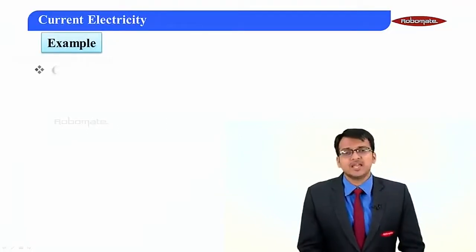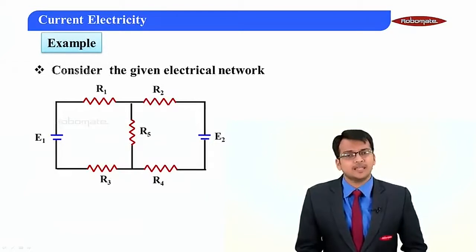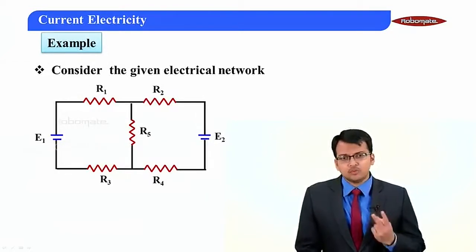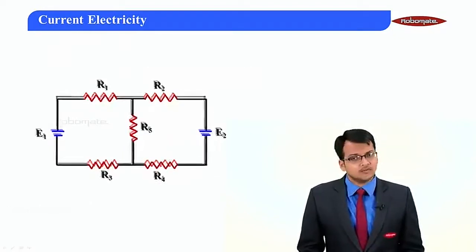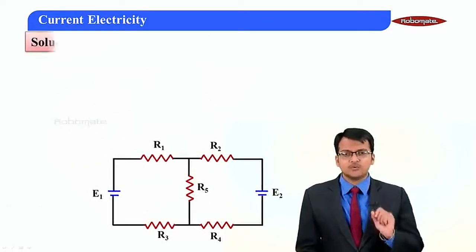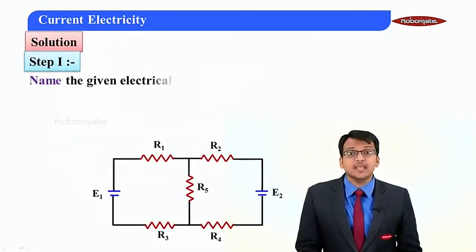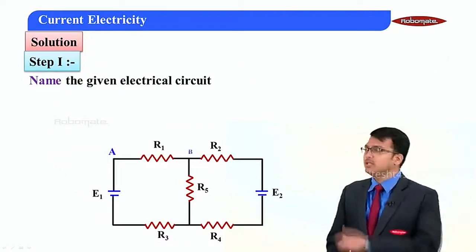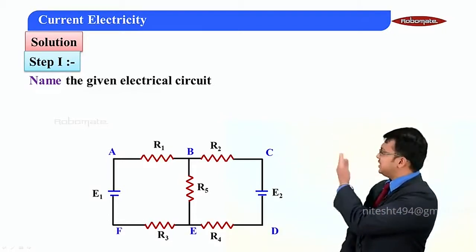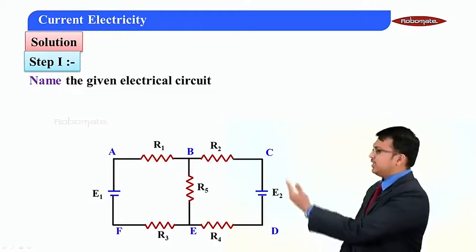Now, let's try to understand how to apply KVL in this circuit. I have two potentials, or two EMFs, E1 and E2, and I have five resistances. Now, without wasting any time, let's go with the solution. Step 1: name the circuit. So, I'll go with clockwise: A, B, C, D, E and F.